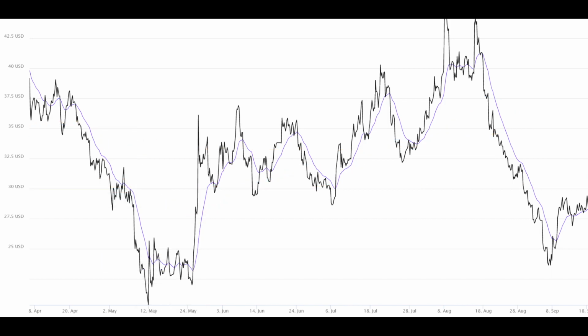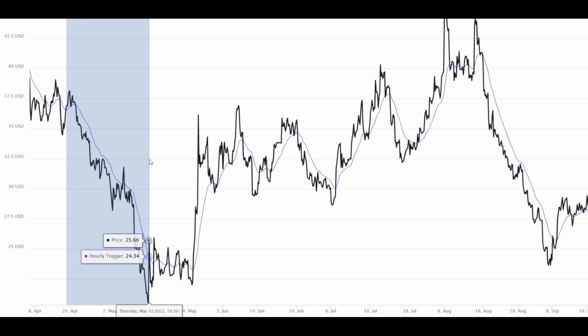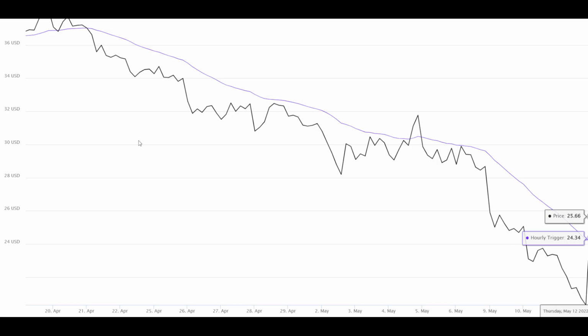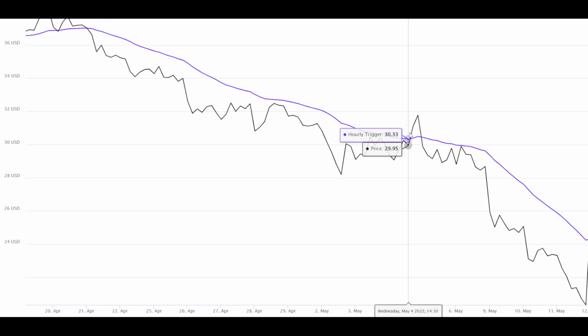And I'd like to show you guys how well you could have done simply trading whether shares or options just above and below the hourly trigger. So let's zoom in on this part for now, and we'll take a look at the rest of the chart soon. So you can see here, price sold below the hourly trigger at about $37 and never poked its head above the hourly trigger until right here, which is at $31.